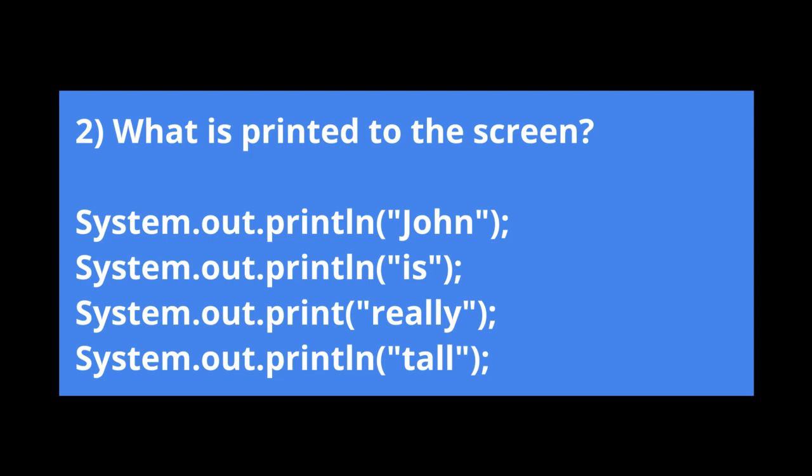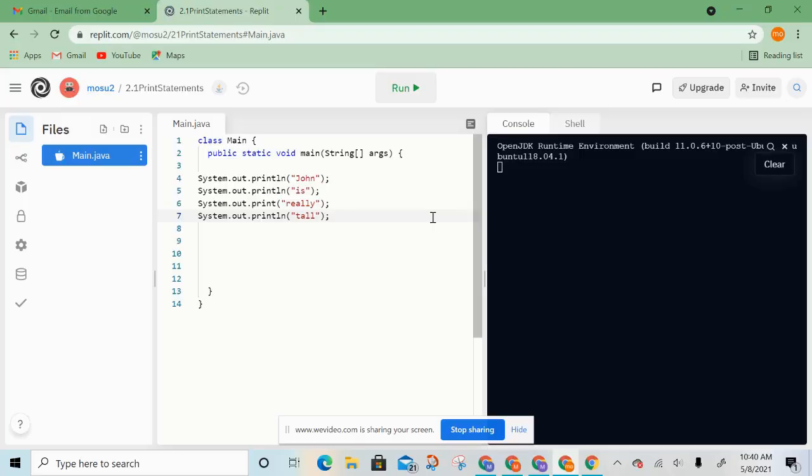All right, guys, on to question number 2. What is printed to the screen? This is the last question we're going to do, so pause the video, get out your sheet of paper again, and try to figure this out. All right, so here's question number 2. Now let's run our code and see what we get.